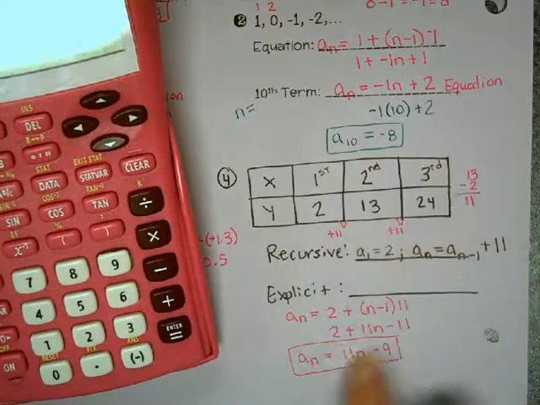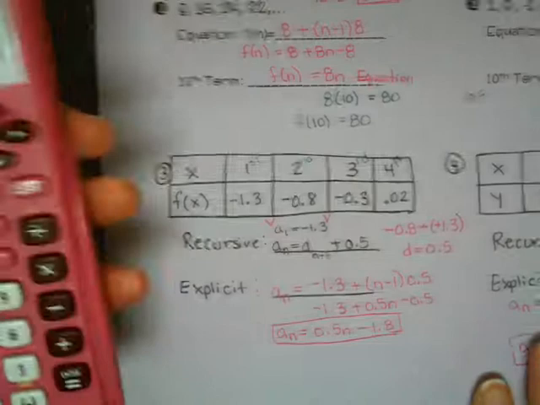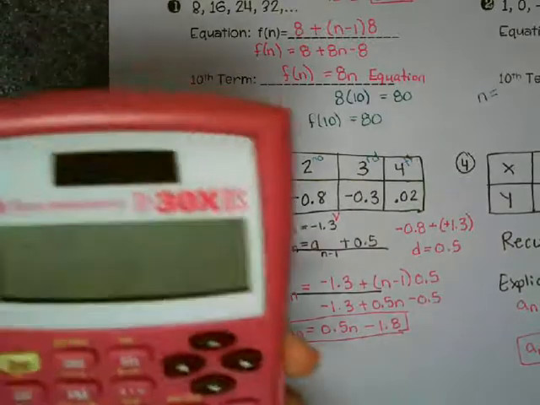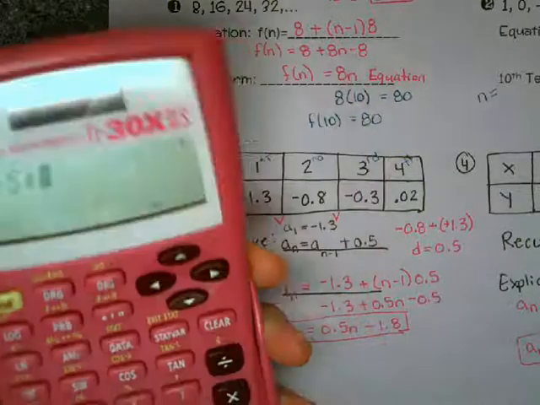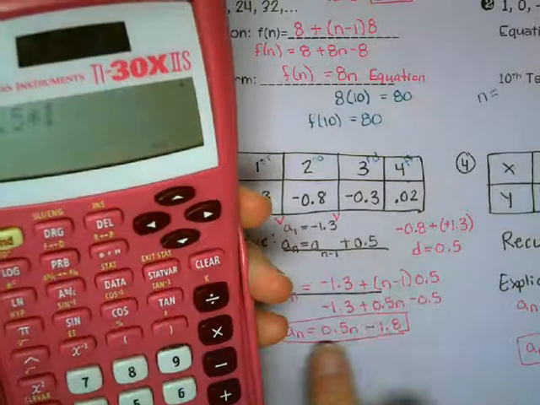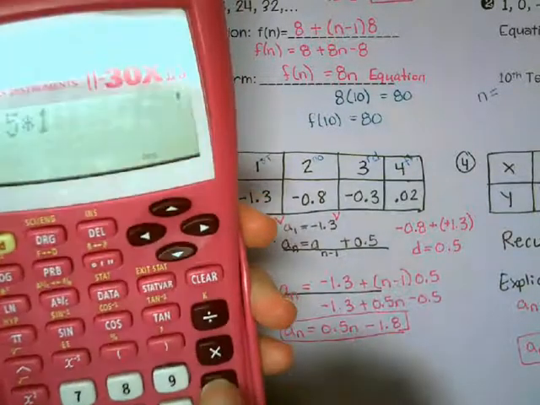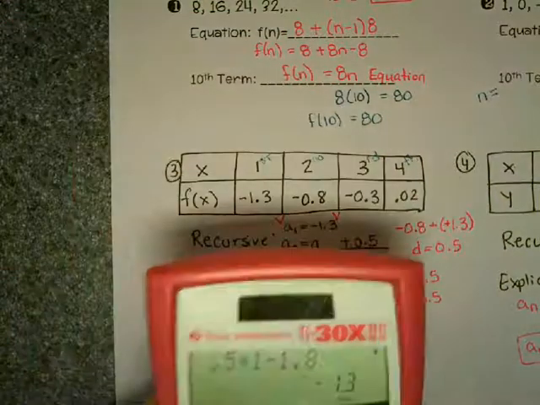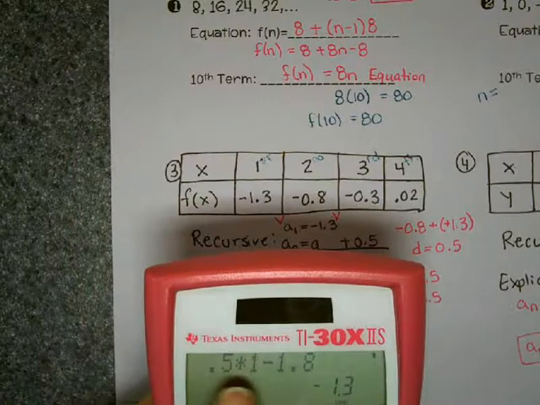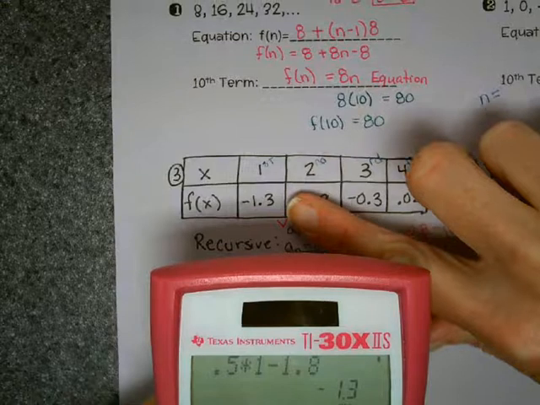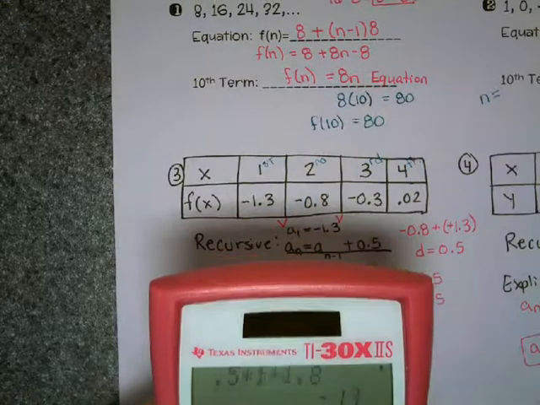Let's go back over here. 0.5 times 1, okay? 0.5 times 1 minus 1.8, that was our formula, and I got negative 1.3. You can look at the table here, it's negative 1.3. So I know that my formula that we came up with was correct.